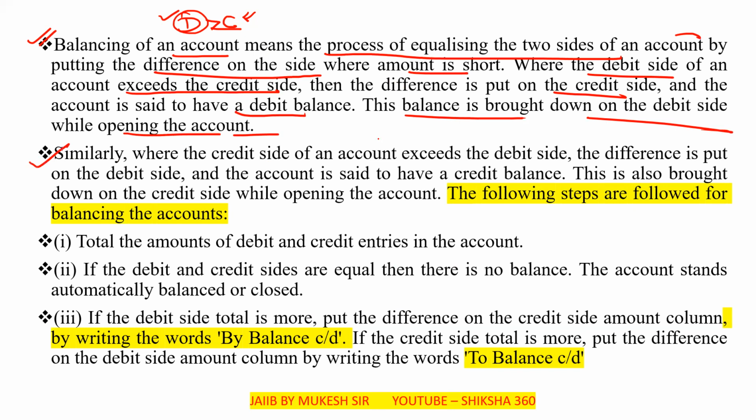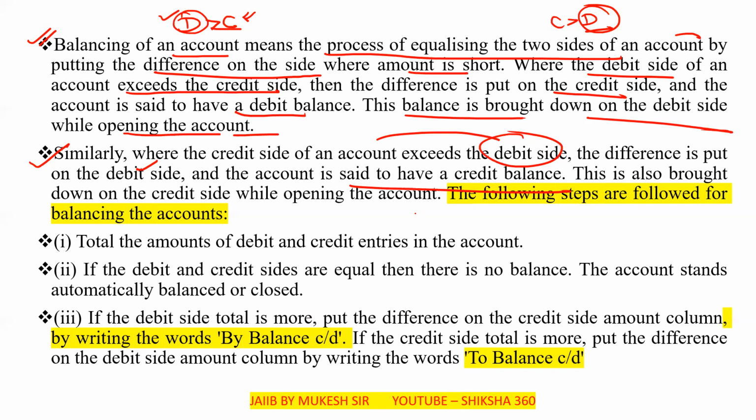Similarly, where the credit side exceeds the debit side, that is, credit is more than debit, the difference is to be put on the debit side for balancing the account. The account is then said to have a credit balance. When the credit side of an account is more than the debit side, we say the account has a credit balance.